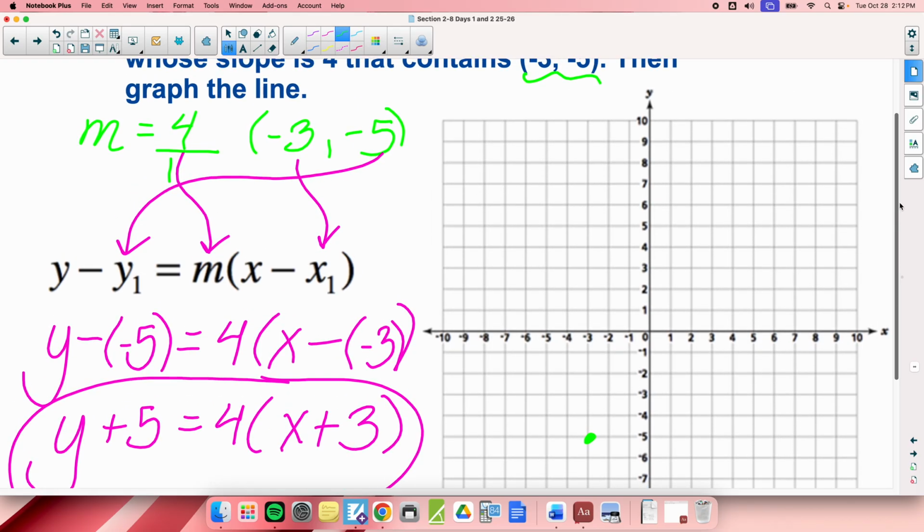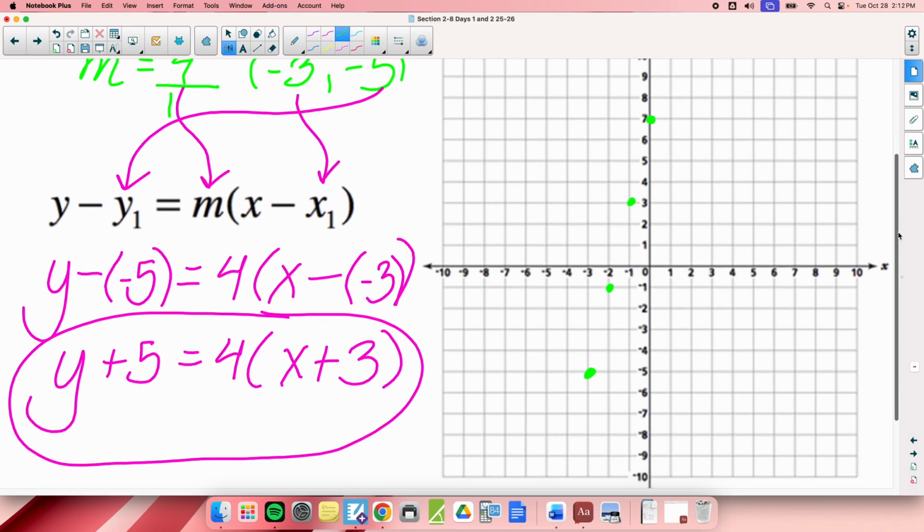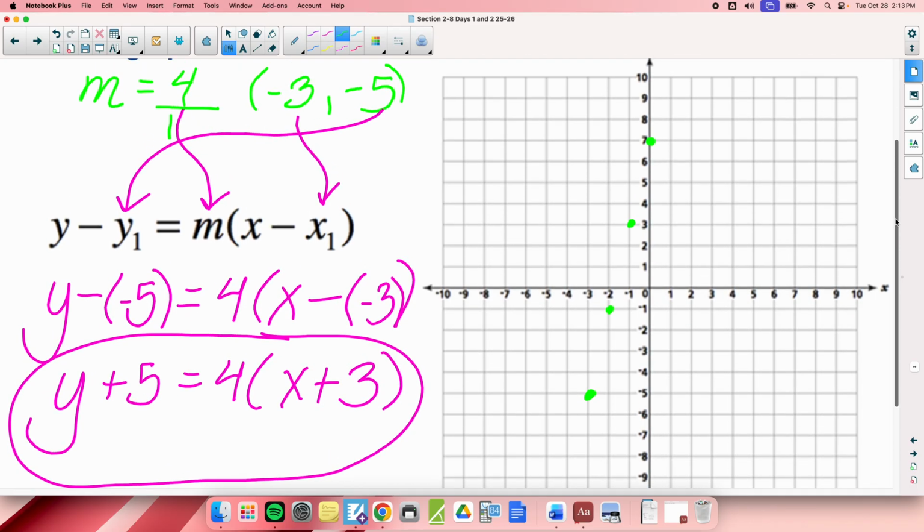So I go up 4, 1, 2, 3, 4 over 1. And then you keep doing that until you run out of graph. So up 1, 2, 3, 4 over 1, 1, 2, 3, 4 over 1. And then I'm gonna run out. So that is my graph. And then I just use a ruler, and you're gonna draw your line through that. Okay, everybody understand that type of question?